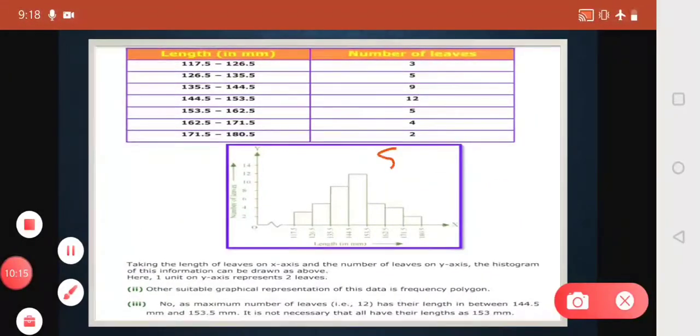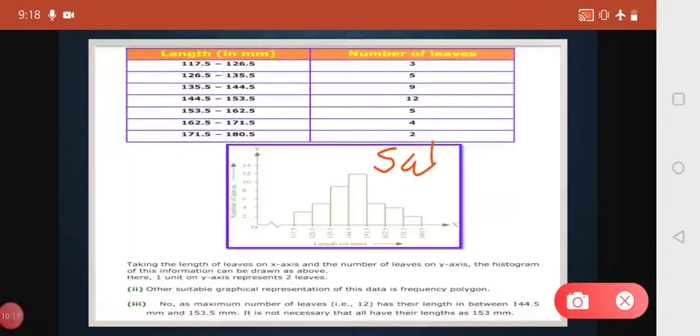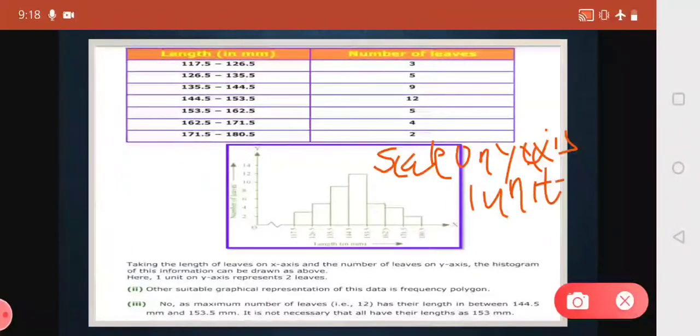Here you will mention the scale on the y-axis. Yes, you have to mention it like this, whatever you have taken, that is 1 unit equal to 2 leaves. This you have to write on the graph page itself.